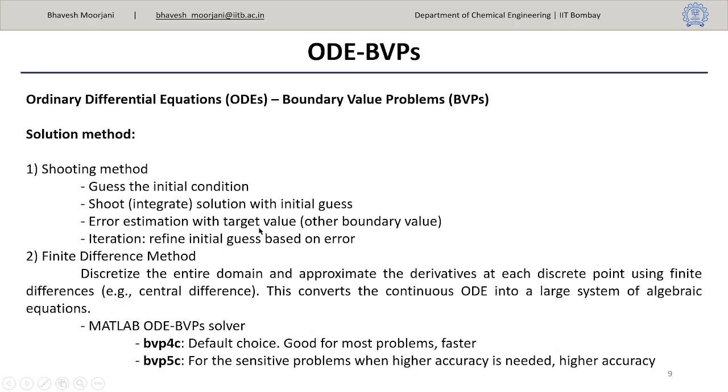Then you have the other, the finite difference method, which solves ordinary differential equation boundary value problems and is designed for that. What this method does is discretize the entire domain and approximate the derivative at each discrete point using finite differences, right? So this converts the ordinary differential equations into a large system of algebraic equations and those equations are solved together, right? As of now I'm not going into details of this methodology. Sir has discussed some portion of it and I think the other TA has also discussed the methodology part.